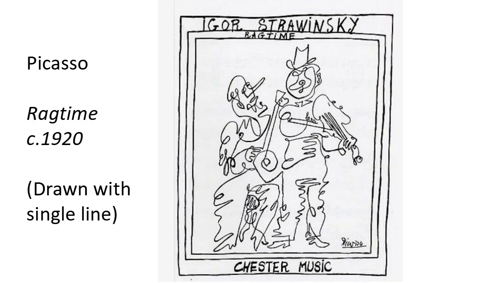Some artists have taken this exploration to the form of creating a kind of technical game. This is an example by Picasso, when he did an illustration for Igor Stravinsky's piece of music, Ragtime. Perhaps it was the jazzy nature of this work that made him want to do something rather quirky and amusing himself. And what he's done here is the whole drawing with one line, not taking it off the page all the way through.